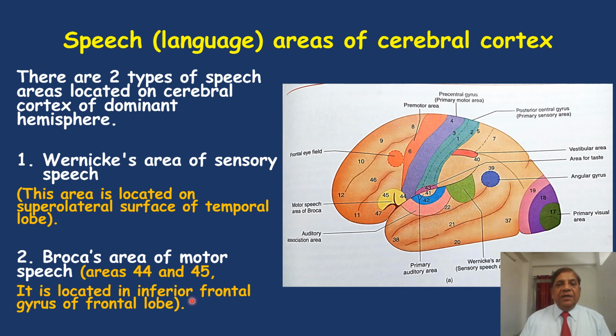The other speech area is called the Broca's area of motor speech, and this is areas 45 and 44, located here in the inferior frontal gyrus in the frontal lobe. This is the frontal lobe and this is the inferior frontal gyrus. This is the stem of the lateral sulcus, which divides into three rami: ascending, horizontal, and posterior. Here in areas 44 and 45 is the Broca's motor area of the speech. So now you know that there are two different areas for the speech, one motor and another sensory.